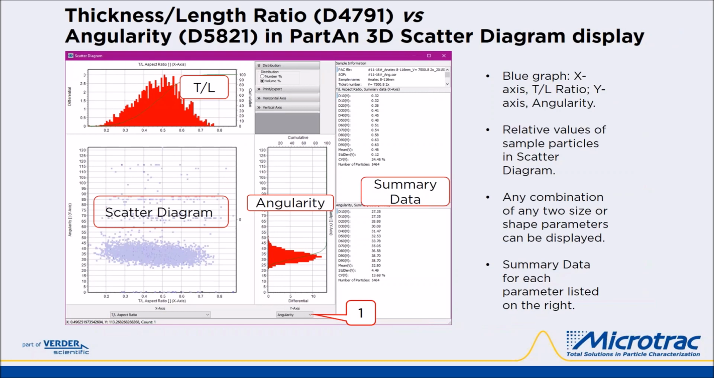Thickness to length ratio is one of the parameters measured in D4791, and angularity correlates to the fractured surface parameter in D5821. Here they're both displayed relative to each other in a plot of both parameters. The blue graph is the scatter diagram, with the two parameters plotted in the X and Y axes. Each blue dot represents the location of a particle with respect to those two parameters. Call out 1 points to where any two parameters can be selected to be displayed on either graph. Summary data is listed on the right.